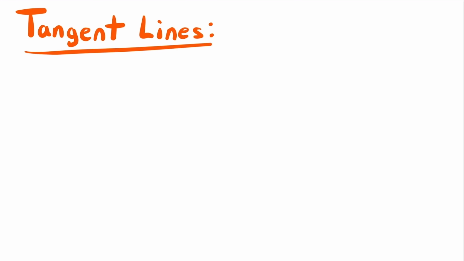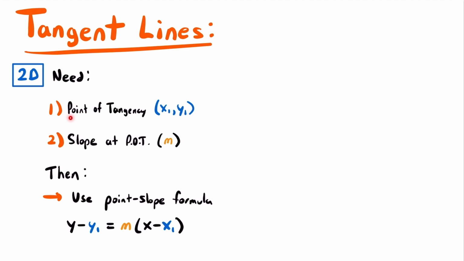Remember from Calculus 1 that using a derivative, we could also find the equation of a tangent line at a point on a function. Specifically, we could do that if we knew two things. We need a point, or more specifically, a point of tangency at x1, y1, and we need a slope, specifically the slope at the point of tangency, which we'd represent with m. Then using that point of tangency and the slope at that point, we would use the point-slope formula to form the equation of the tangent line at that point along a curve.